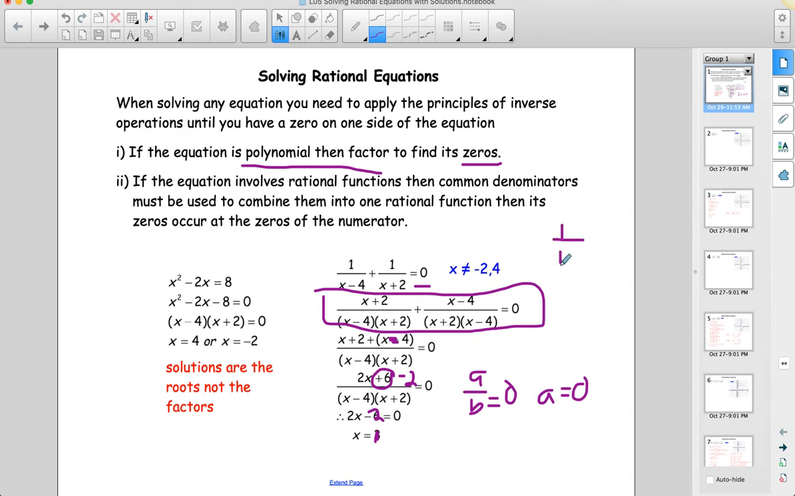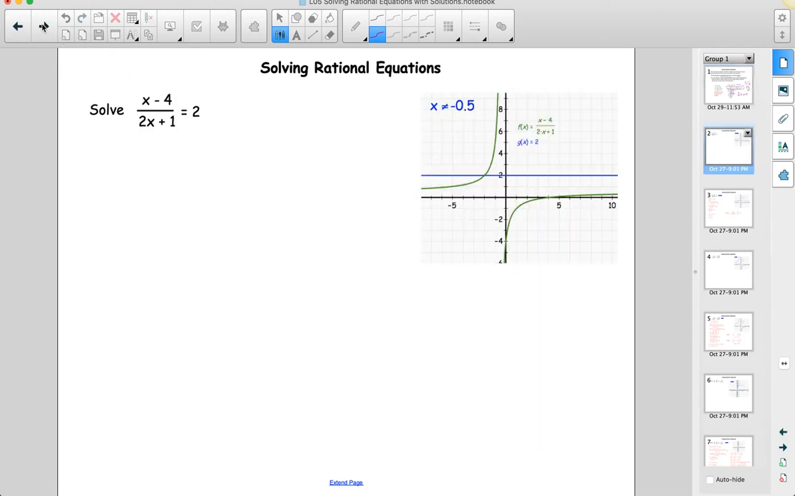1 over 1 minus 4 plus 1 over 1 plus 2. This gives me negative 1/3. This one gives me plus 1/3. And those do indeed equal 0. So it does check out. So that is the correct answer. So moving forward on to the next slide.